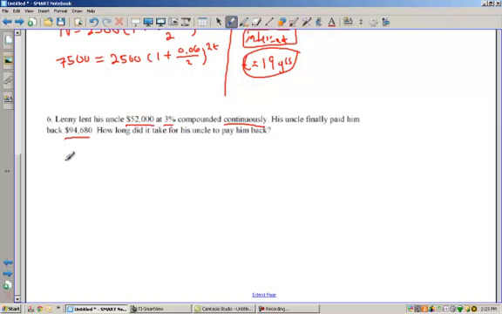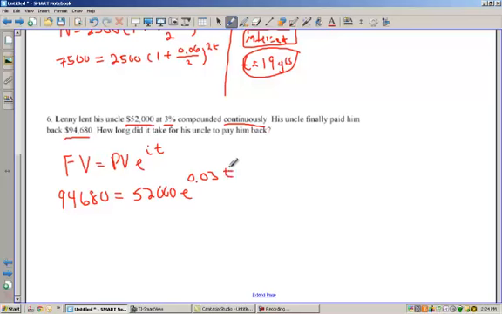So I know it's a continuous interest formula because it says compounded continuously. So I take FV equal to PV e to the IT, and try to fill in the blanks. The future value is how much the uncle paid Lenny back, so that's $94,680. The present value is how much was borrowed, so $52,000. And then the interest rate is 3%, so 0.03. And then, of course, t is what we're looking for.